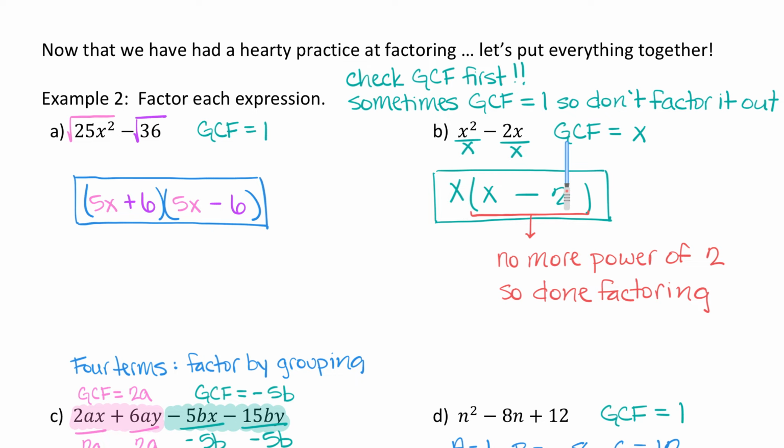Here, this one, the GCF has an x because both terms have an x. So when we divide out our GCF, x squared divided by x is just an x, and negative 2x divided by x is a negative 2. Notice there is no more power of 2, so that means we are done factoring. So that is our answer.